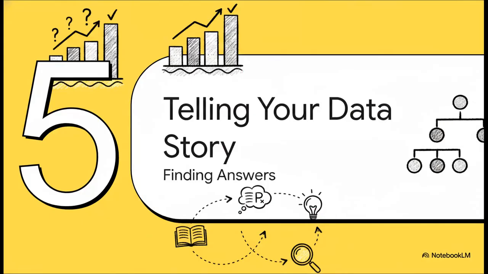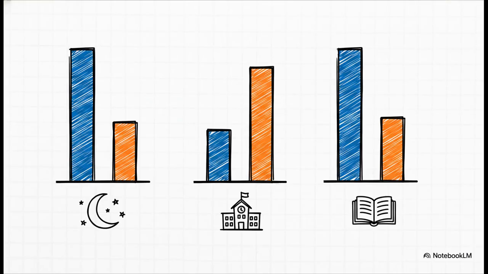Section 5. Telling your data story. Finding answers. When we finally put Raman and Sheila's data side by side in graph form, we can pull out amazing insights in seconds. Who sleeps more? A quick glance shows Sheila's sleeping bar is taller. Boom. Who spends more time in school? Raman's bar is taller there. Who studies more? Sheila again. We are literally reading the story of their daily lives just by comparing the heights of some colorful rectangles.